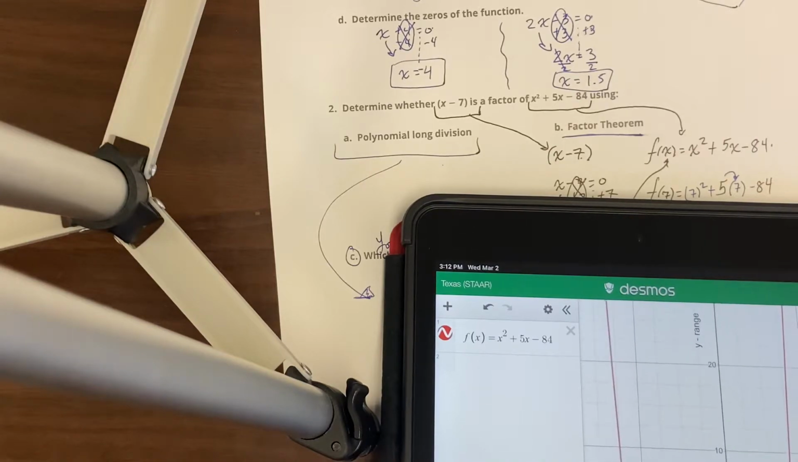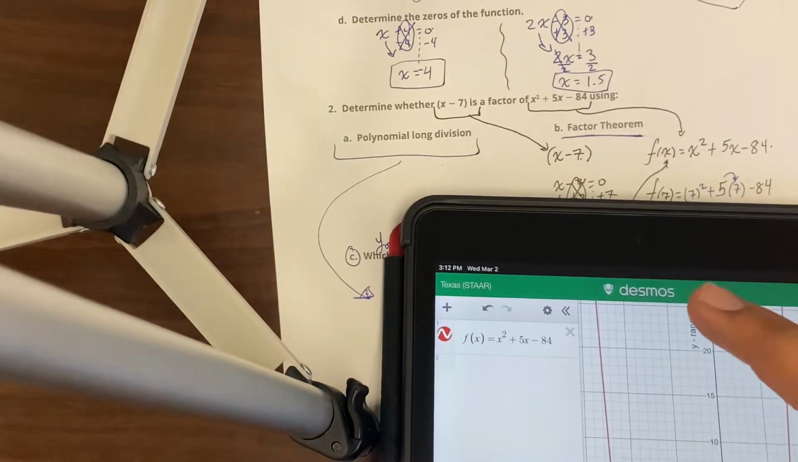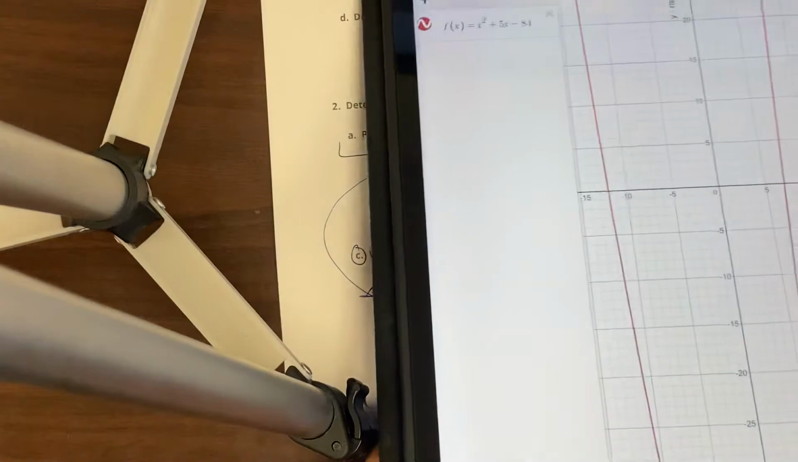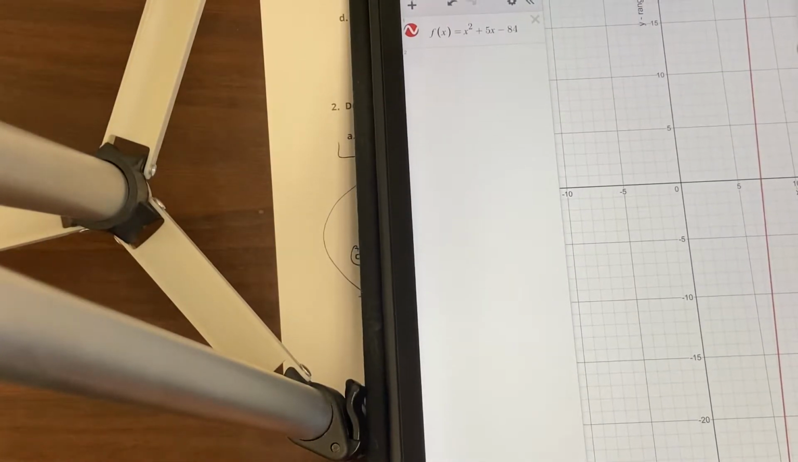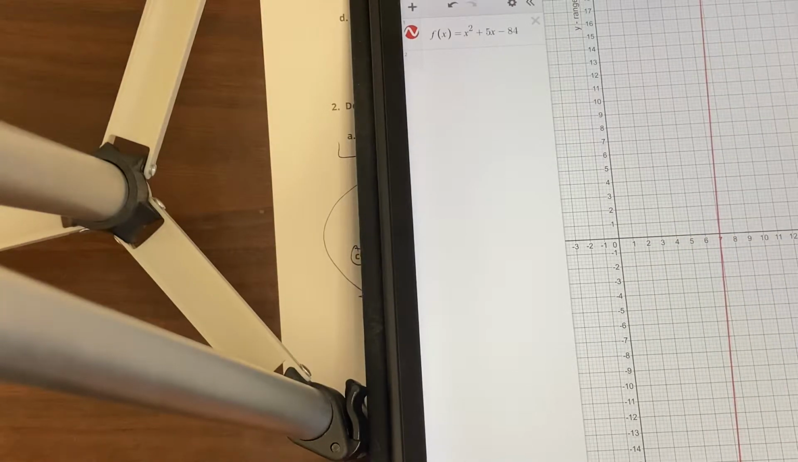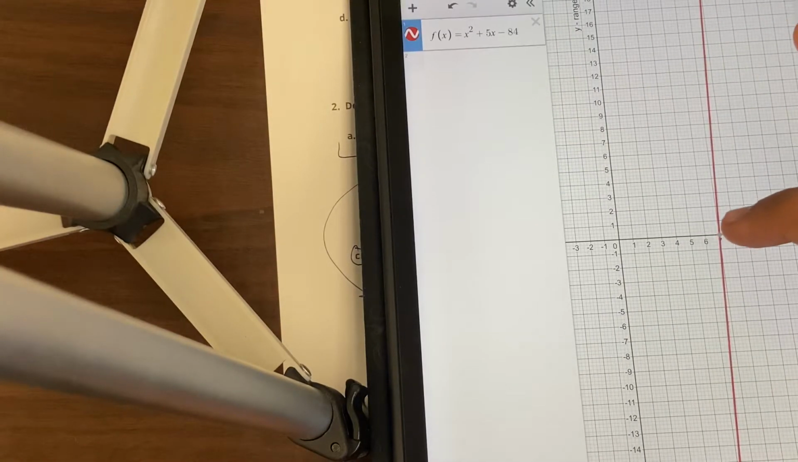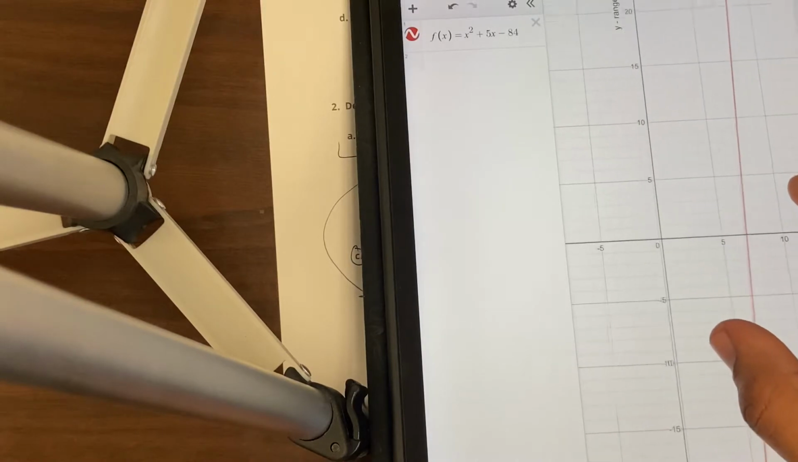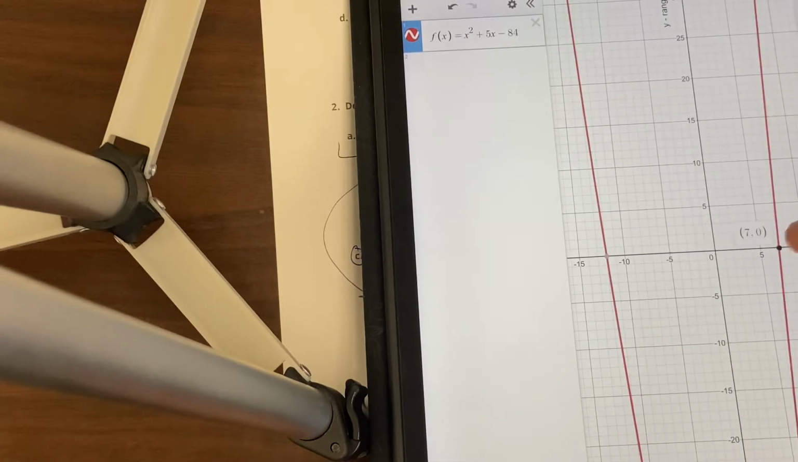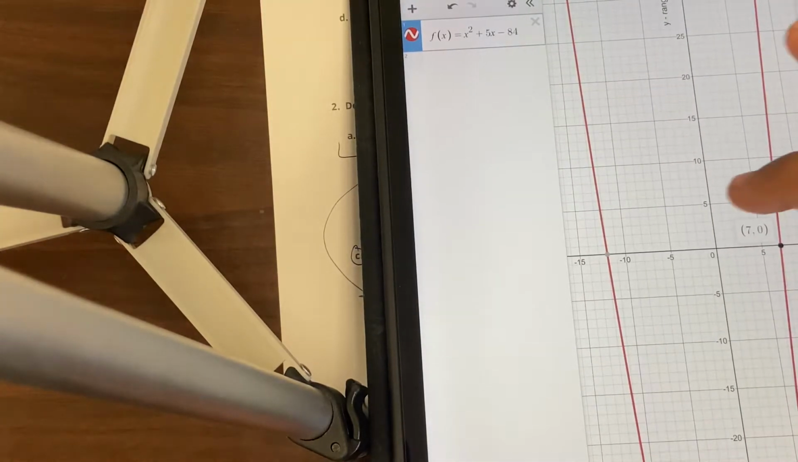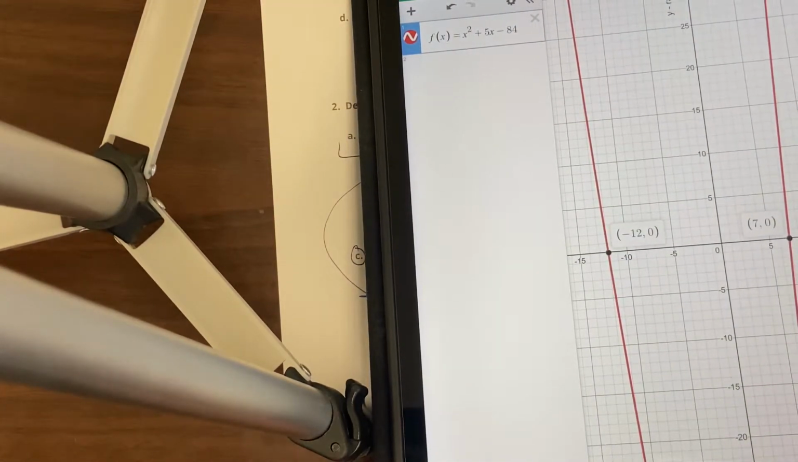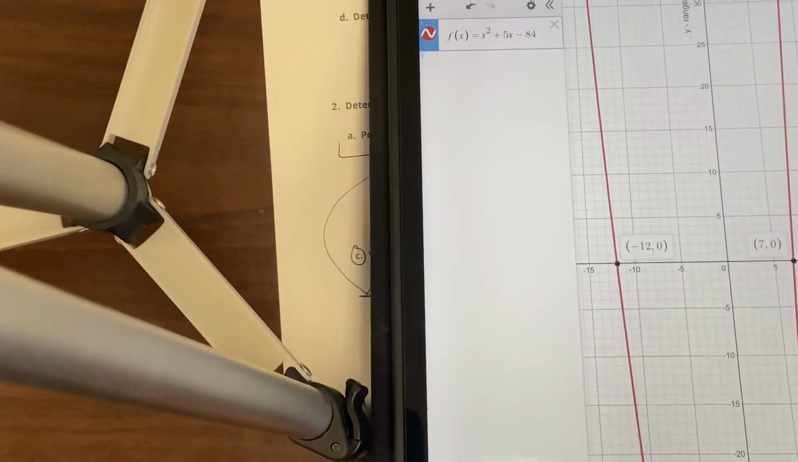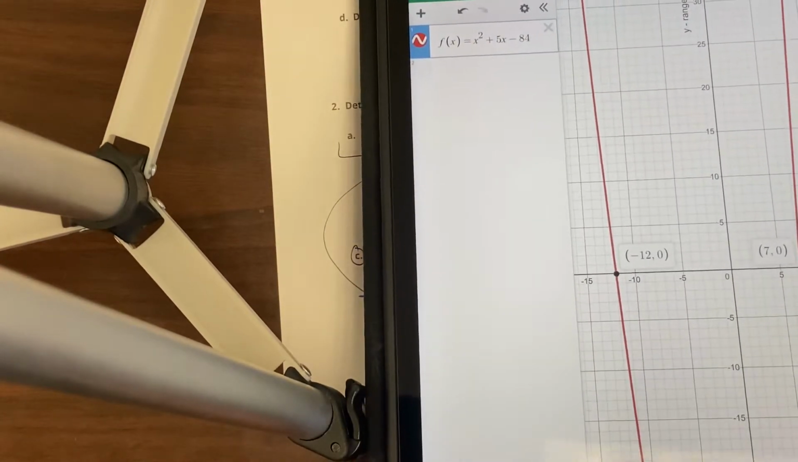Be careful when you zoom out. Oops, sorry, couldn't see it. If I press home real quick, this is what we saw. Obviously, we can see that it crosses at 7. If I wanted to see my other x-intercept, yes, we see it there at 7, and there's my other one, which in factor form is x plus 12. Okay, so don't be afraid to use Desmos. Desmos does help you a lot.